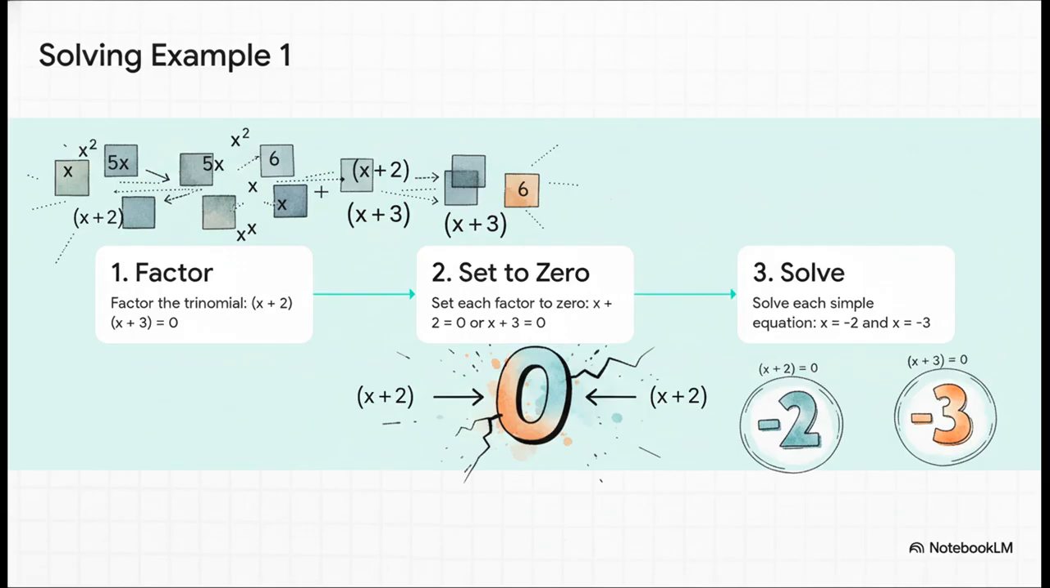Now for step 2, the magic step. We use the zero product property. Since these two things multiply to 0, we can just split them up. We get two little mini problems. If x plus 2 equals 0, then obviously x is -2. And if x plus 3 equals 0, then x is -3. And just like that, boom, we have our two solutions.